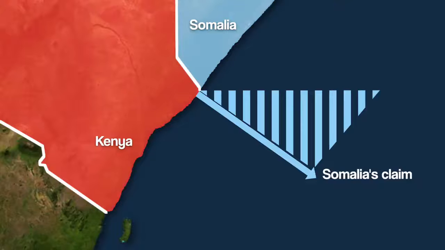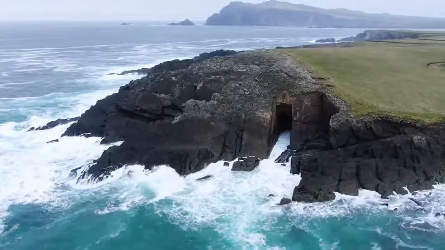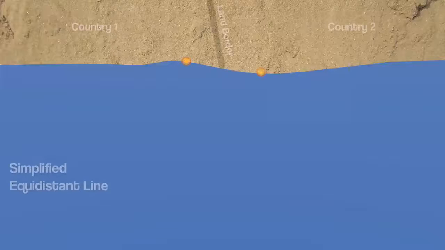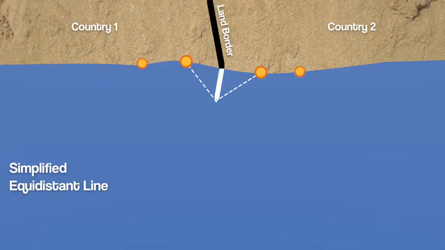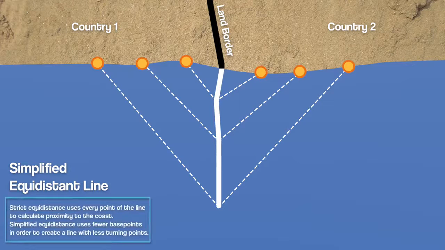Instead, Somalia is using an equidistant line as the basis for their claim. Equidistant lines are not really as simple as they might sound, but more often than not, adjusted equidistant lines are the basis on which disputed maritime boundaries are judged. An equidistant line is a line that has points which are the same distance from designated base points on each country's shoreline. It's kind of a way of splitting up the ocean based on coastal features, not on the direction of the land border.